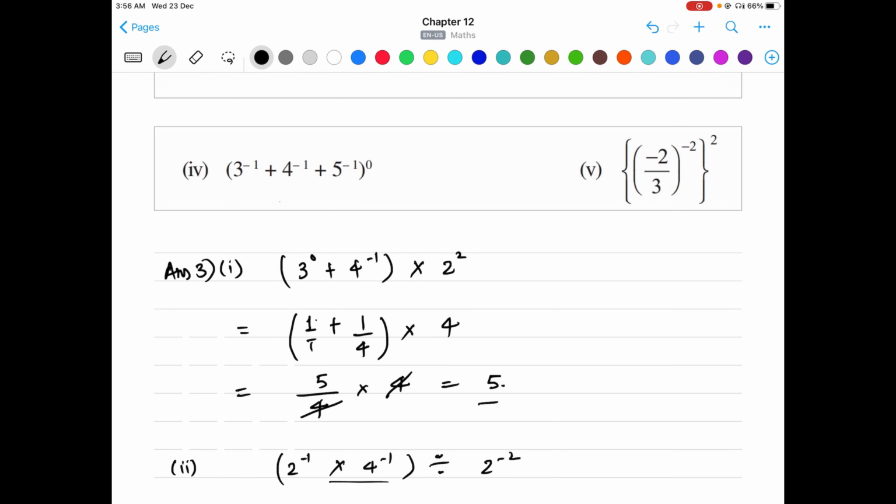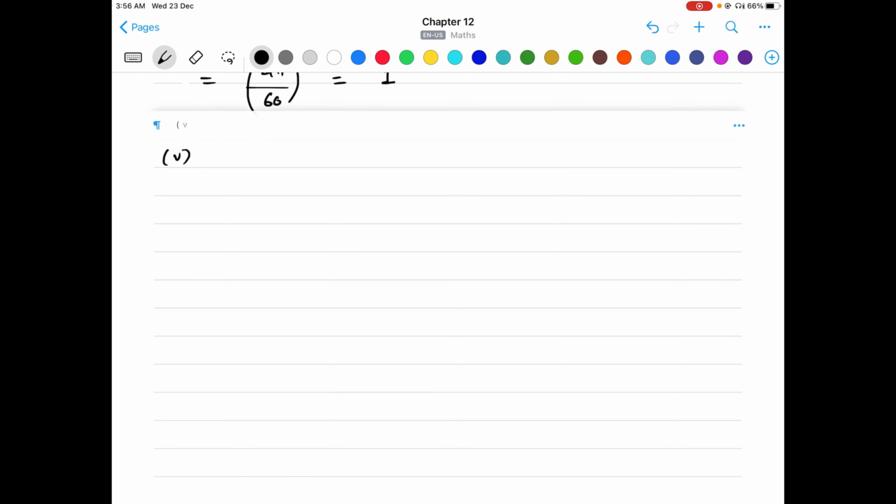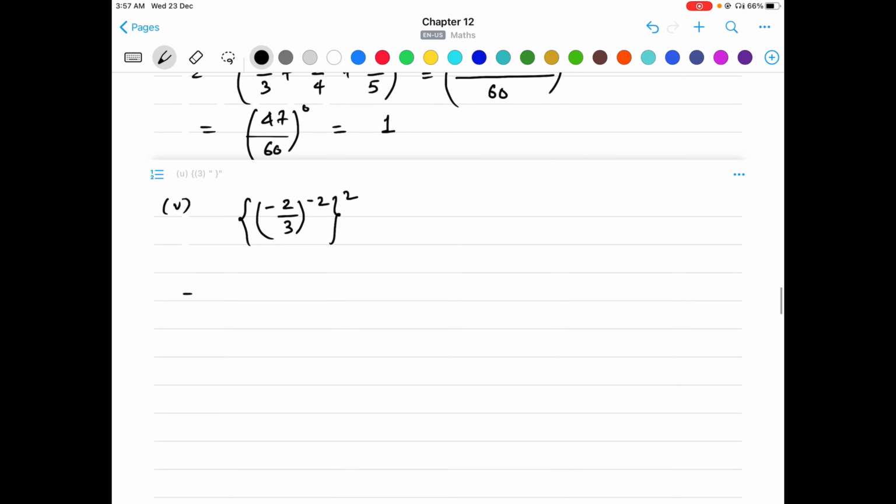Now moving ahead to the next one, we have ((-2/3)^-2)^2. This is the fifth one. We have done the first four here. The question is minus 2 divided by 3 having power minus 2 and then whole power plus 2. Let's simplify this. First we'll open the inner bracket. The minus 2 power will change to plus if we reciprocate the number, so this will be 3 by minus 2.